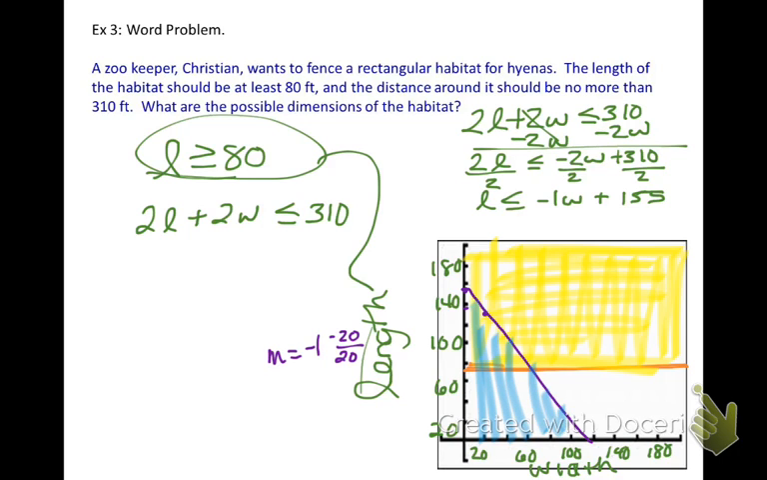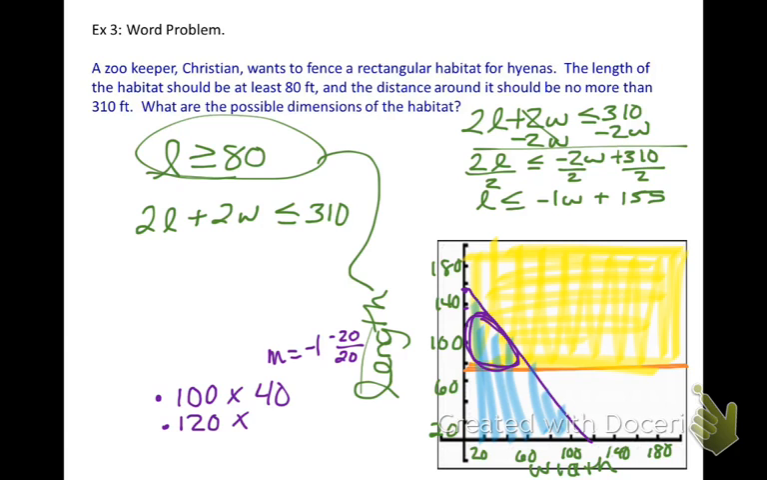Now it says, what are possible dimensions? So you're going to take points in this section where the two highlighters meet and put some points down. So I can say it could be 100 by 60 or 40. There's one possible answer.